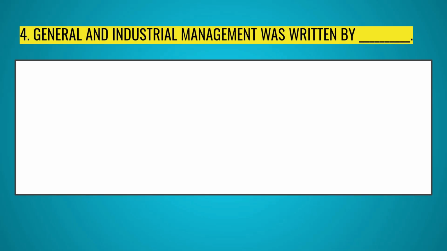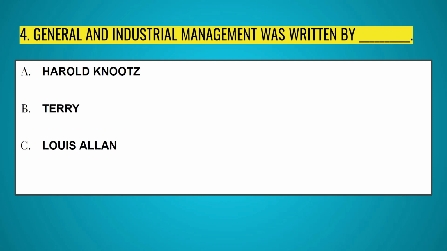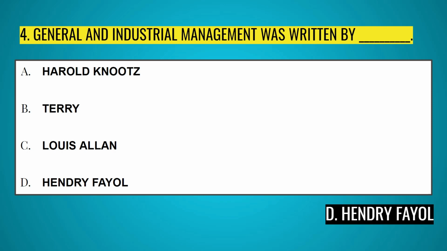Question number 4. General and Industrial Management was written by option A. Harold Koontz, option B. Terry, option C. Lewis Allen, option D. Henry Fayol. The answer is option D. Henry Fayol.